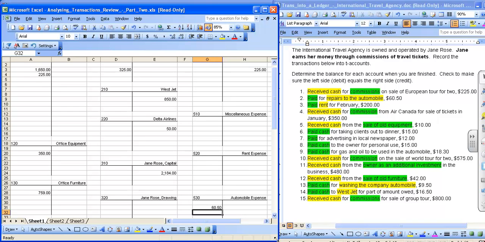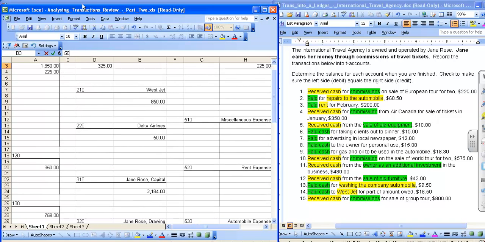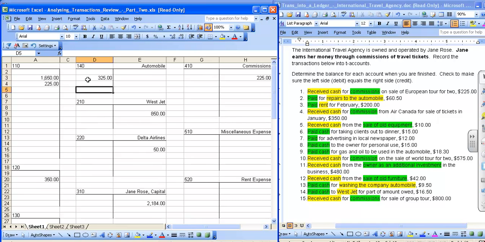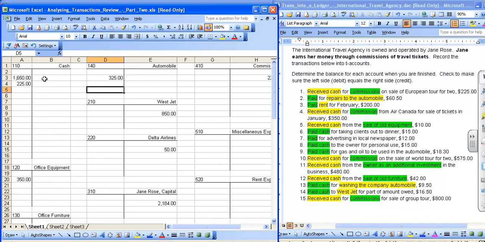And what are we paying with? Of course, we're paying with cash. Okay, so if we're paying cash, we have less cash, and it's going to go on the right-hand side, or the credit side, excuse me. Oh dear, what happened to my column? There we go, we're back. So $60.50 on the right hand side of cash.